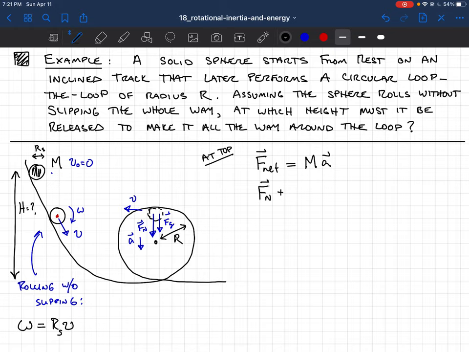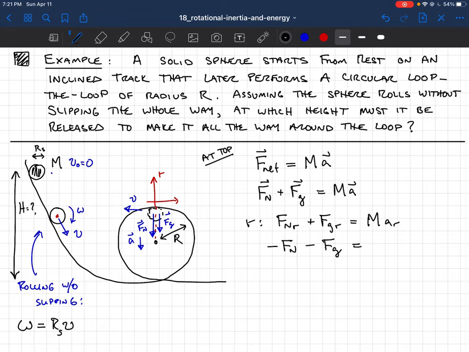So what is that? Well, that's going to be the normal force plus the force of gravity is equal to MA. And because it's a circular motion problem, I choose this special axis, the radial axis that points outward from the center of the circle. And in that direction, everything is negative. So let's write out the whole thing. FnR plus FgR is equal to MaR. That's the component equation. But the FnR is negative, so we write it as minus the magnitude. FgR is negative. And of course, aR is the thing that we know. It's minus v squared over R here.